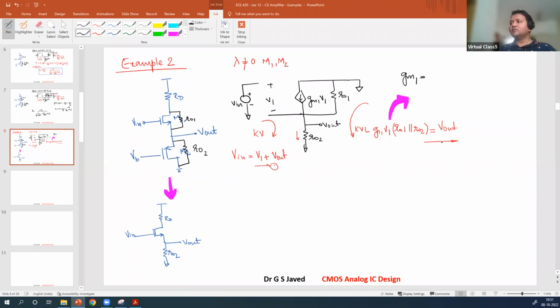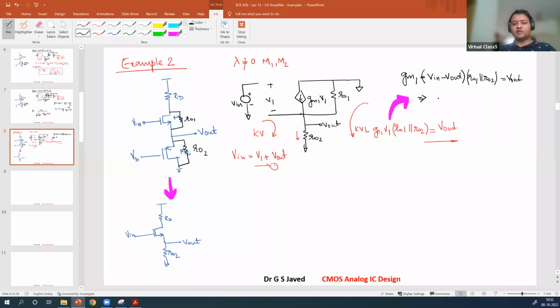GM1 is equal to Vout. You write it in terms of Vout minus Vin. So GM1 multiplied by Vin minus Vout, V1. GM1 V1 times R1 parallel with R02 gives you the Vout value, right? So once you get that value, you can now simplify.